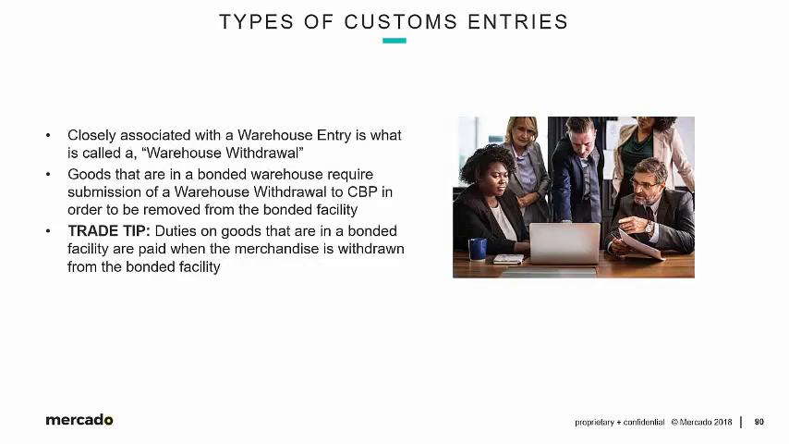Continuing on with the idea of a warehouse entry, because typically goods go into a bonded warehouse and then they come back out, closely associated with that warehouse entry is what is called a warehouse withdrawal. Goods go in under bond, they come out. The latter is referred to as a warehouse withdrawal. Goods that are in a bonded warehouse require submission of a warehouse withdrawal to CBP in order to be removed from the bonded facility. And it's very likely, but not necessary, that the goods coming out of a bonded warehouse will be entered into the commerce of the United States and ultimately consumed. That entire process is managed through a warehouse entry.